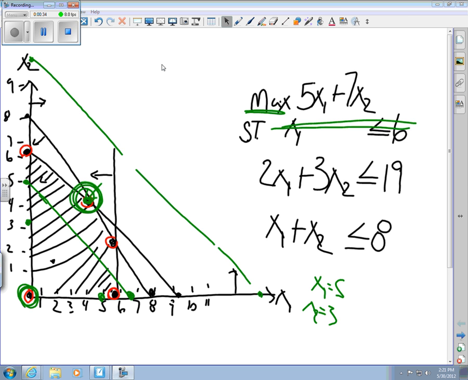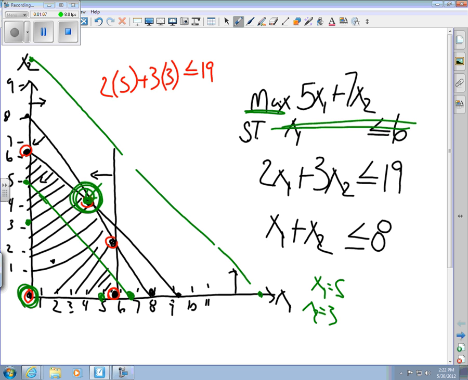So we determined that x1 equals 5 and x2 equals 3 at this optimal solution point. And if you plug those into either of those constraints, you will see that we're using all of that resource. So let's take this first constraint that says 2 times x1, which we now know to be 5, plus 3 times x2, which we now know to be 3, must be less than or equal to 19. And if you look at that, you'll realize we're using every bit of that resource.